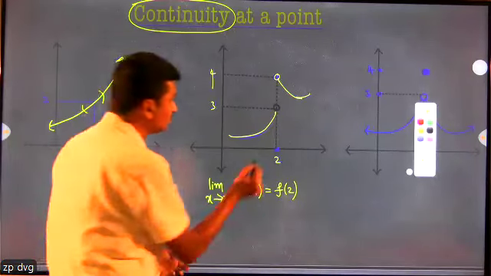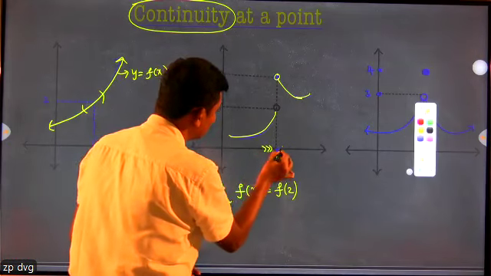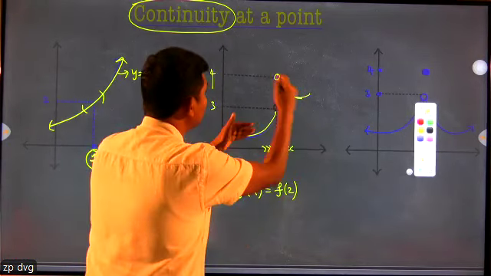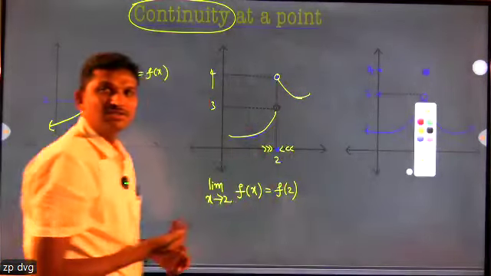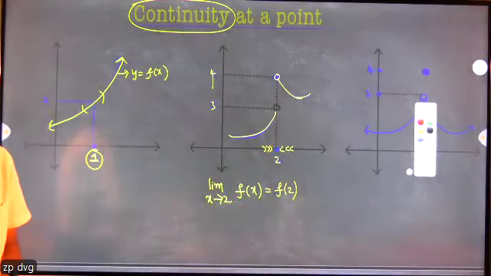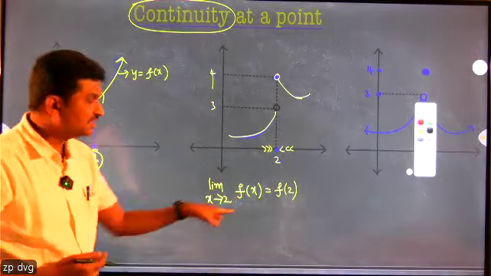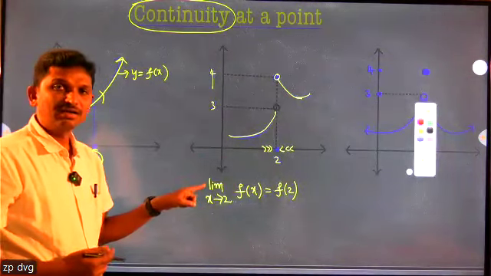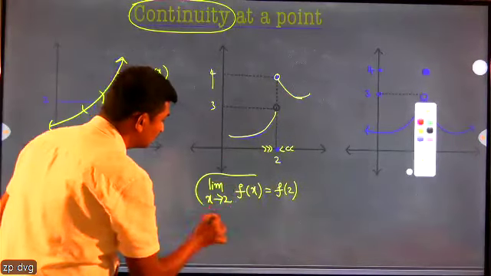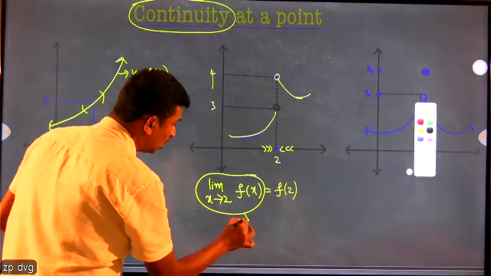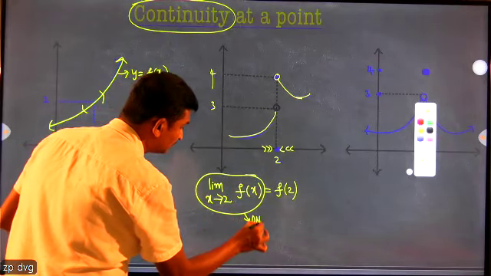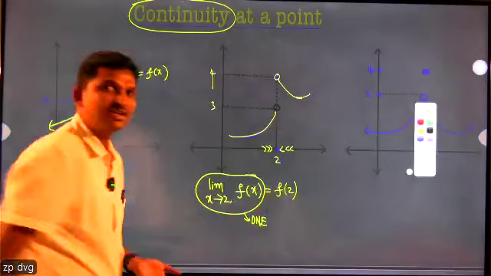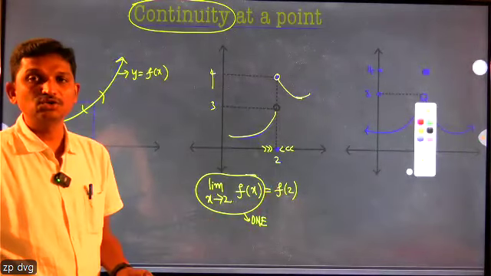As per the limit concept, you observe as x approaches 2 from left and right, the function is approaching the same particular value. No, the function is not approaching the same particular value. So here this limit does not exist, right? This limit does not exist. When this does not exist, how will you check whether these two are equal or not? When this doesn't exist, we cannot check. That's why we say that this is discontinuous.